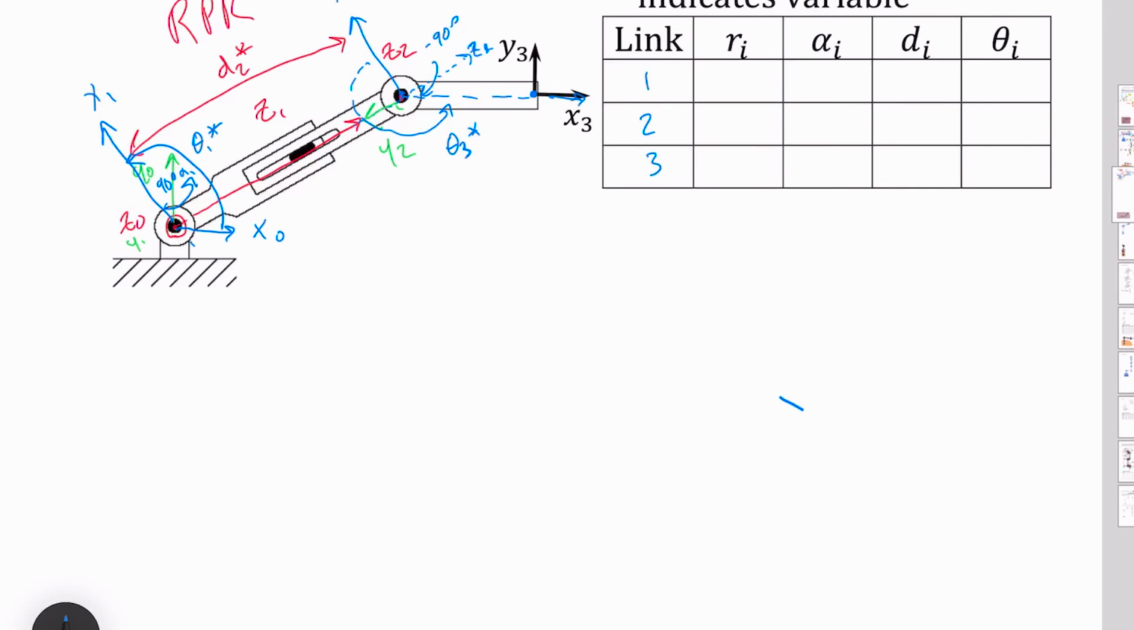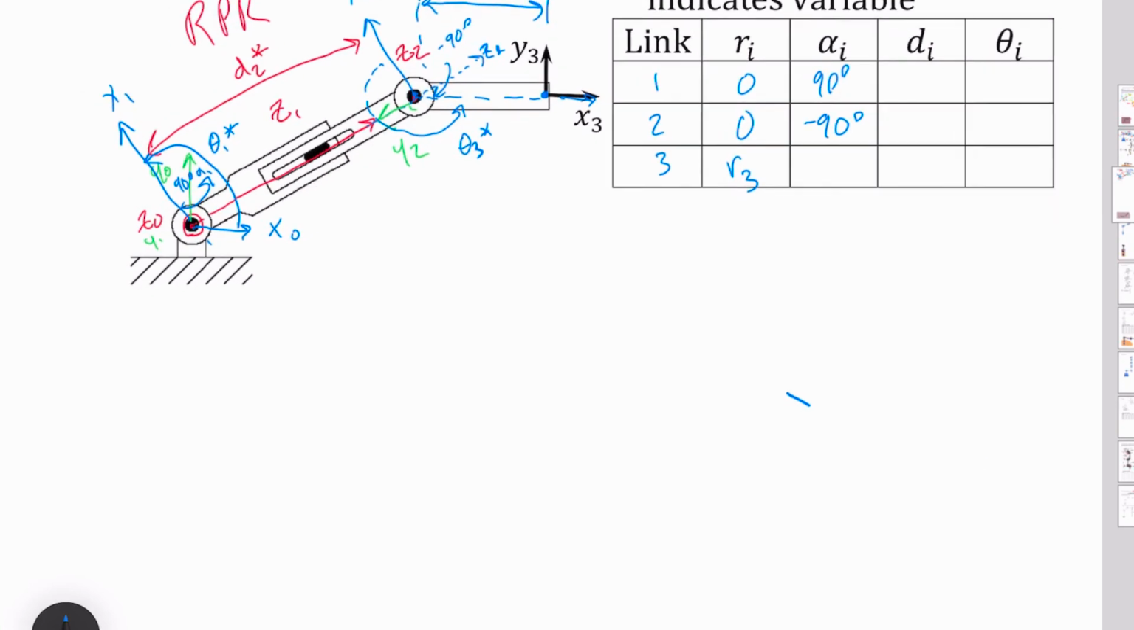My R1's values I had as 0 and 0, and I lied. There's also this value that I have, this offset here, and that is along my x3 values. That is my R3. So R3 value there. I've got a 90 degrees from first alpha, a negative 90 degrees from next alpha, then nothing here. And then my d values, I got a 0, a d2 star, and a 0. And finally, a theta 1 star, a 0, and a theta 3 star.